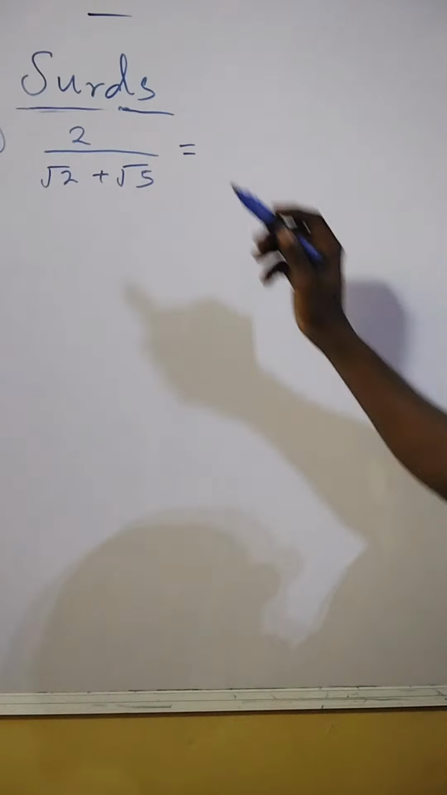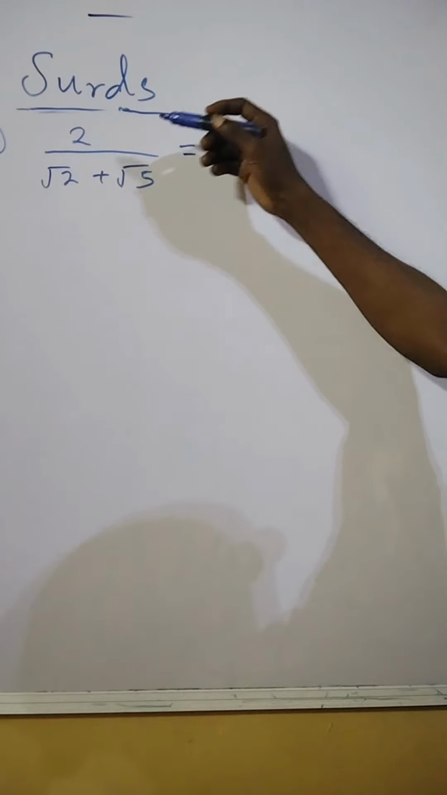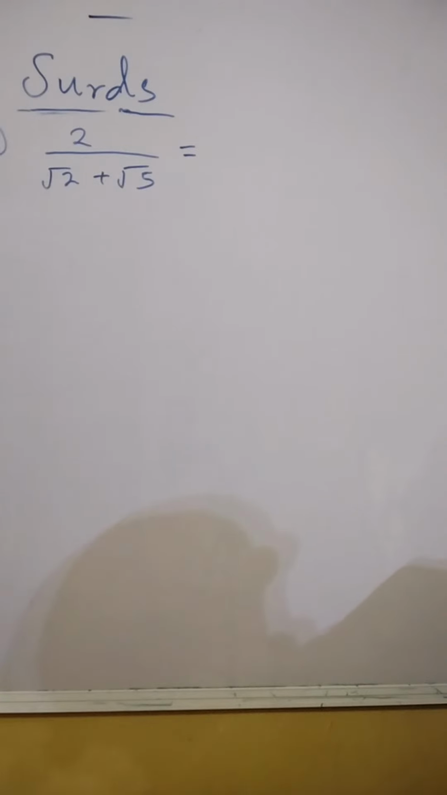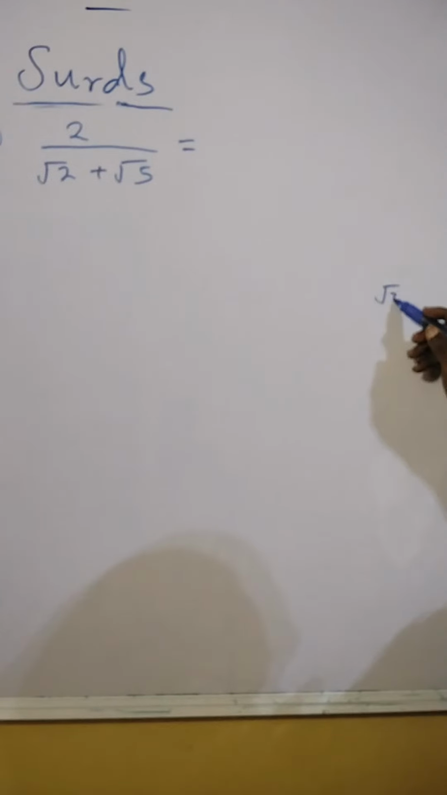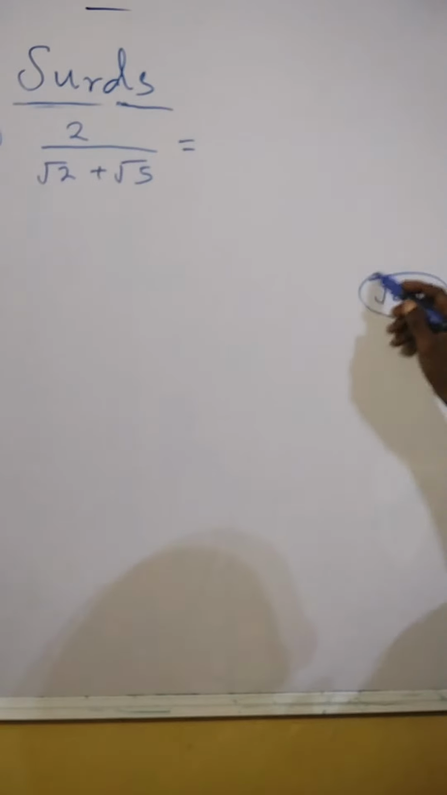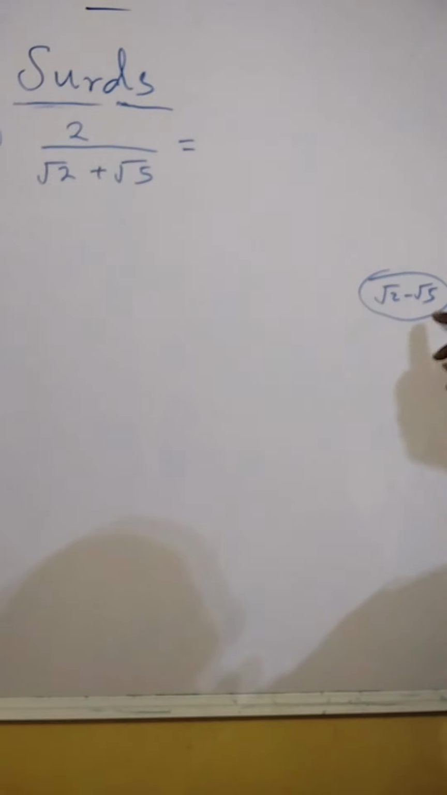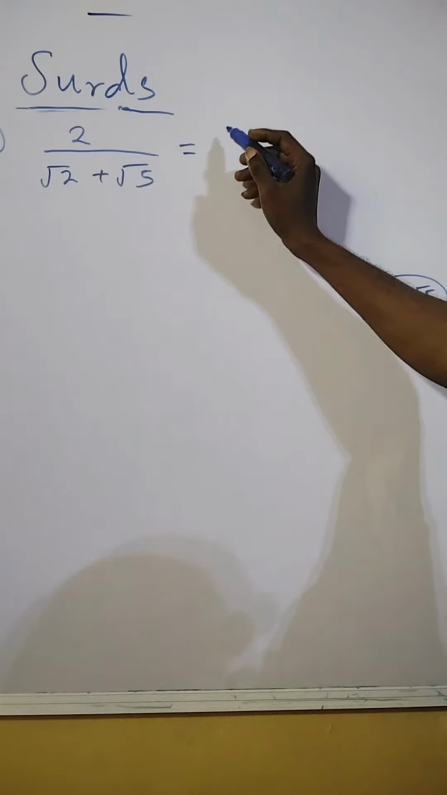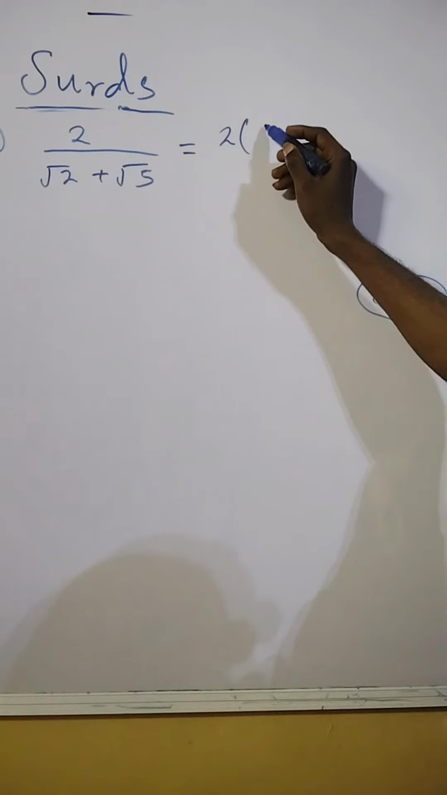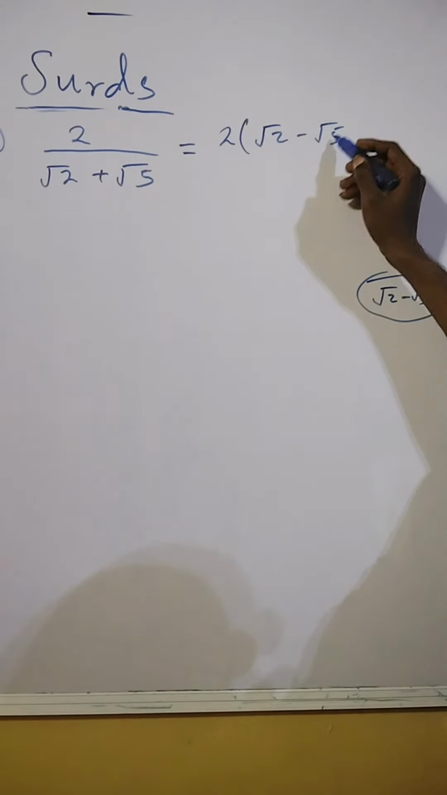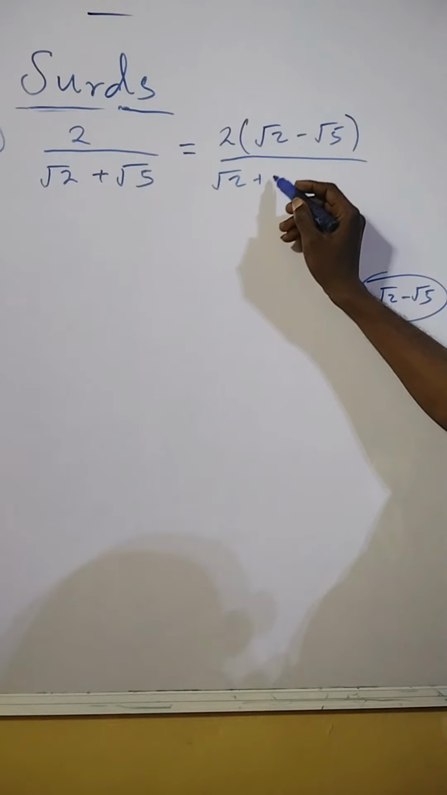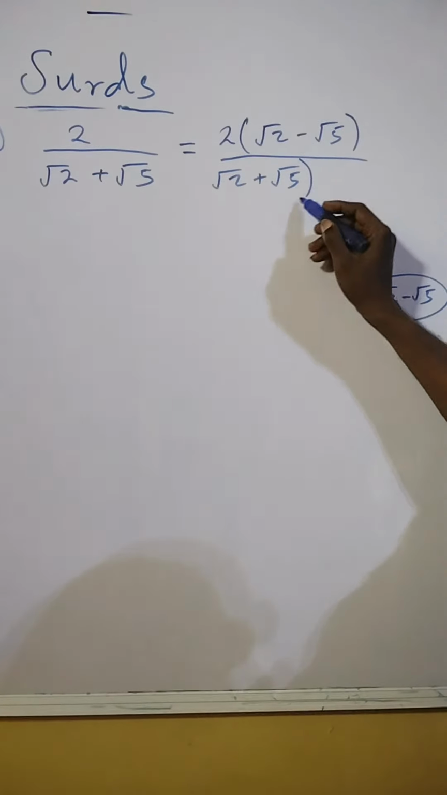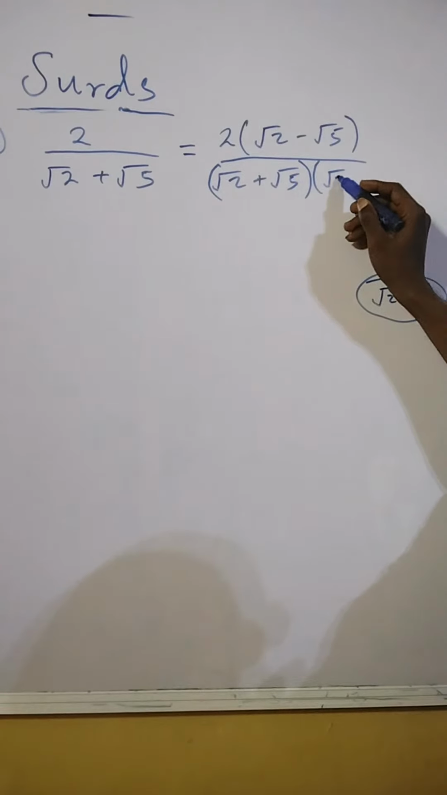So we need to multiply the numerator and denominator by the conjugate surd of the denominator. And the conjugate surd of root 2 plus root 5, that's simply root 2 minus root 5. So this is a conjugate surd. It's only the sign that will change. So use this conjugate surd now to multiply 2 and root 2 plus root 5. So here, what we have becomes 2 times root 2 minus root 5, then divided by, also multiply this by the same thing, that's root 2 plus root 5 times root 2 minus root 5.